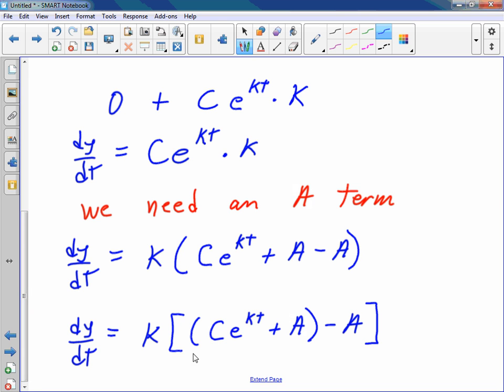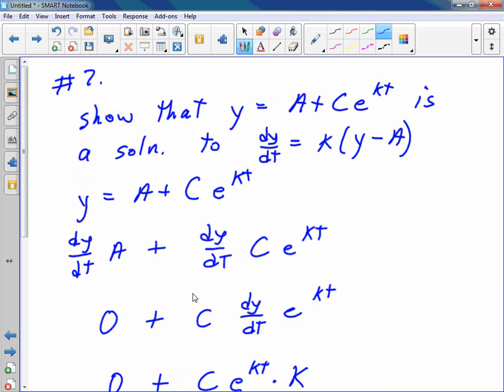So notice the way I grouped this. I put c e to the kt plus a in one group. Why did I do that? Because that equals y from way back in the day. Y equals c e to the kt plus a, right there.